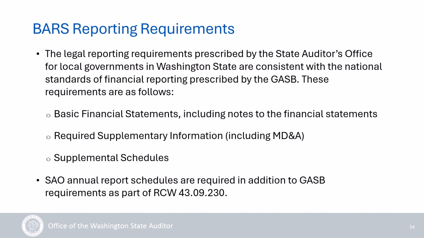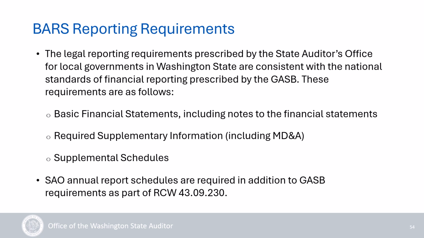The last component of the annual report is your government's financial reporting package. The SAO annual report schedules we covered already are required in addition to the GASB requirements because the SAO schedules are required as part of RCW 43.09.230. Essentially, this means even if the schedule of liabilities is included in your financial reporting package, it is still required to complete the SAO prescribed Schedule 09.